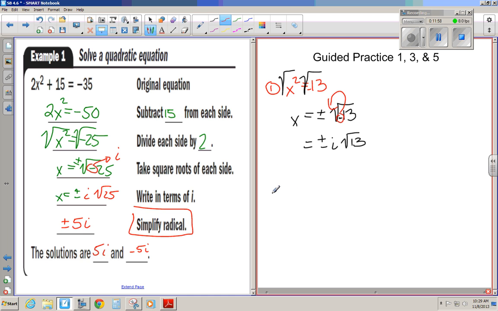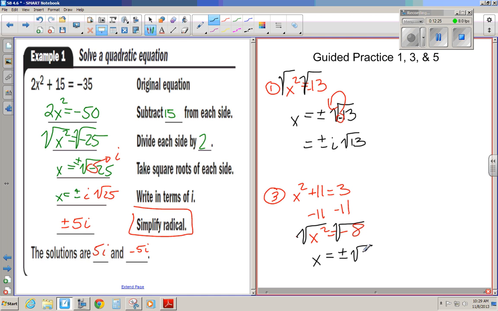Try number 2, or I'm sorry, 3. x squared plus 11 equals 3. Well, isolate the power term. Square root both sides. Introduce a plus or minus. It's the square root of negative 8. Well, that negative has to come out. So it becomes plus or minus i square root 8.